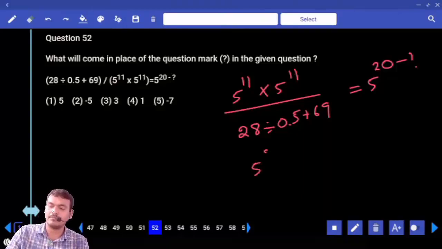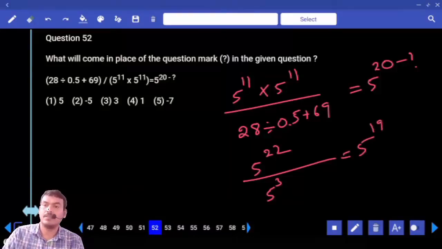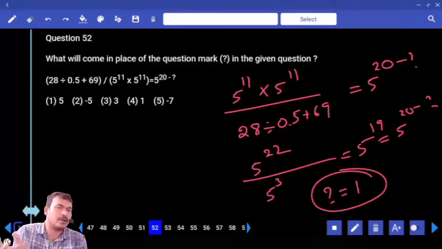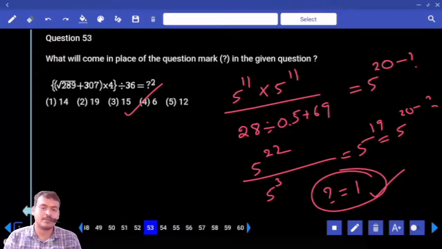What is the numerator we are getting? 5 power 22. Denominator: 28 divided by 0.5 means it is 5600. 56 plus 69, 125. 125 means which cube? 5 cube. 5 power 22 by 5 cube, nothing but we are getting 5 power 19. Then 5 power 19 equals 5 power 20 minus something. Then something equals how much value? 1. He made a question mistake. It should have been in b by a format, but he gave it in a by b format. What is the answer? 1. Next question number 53.